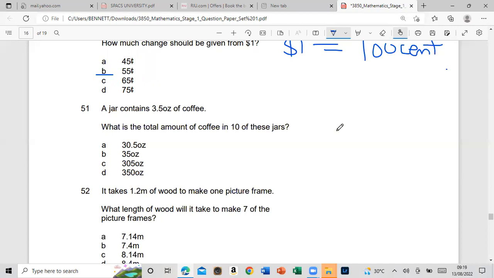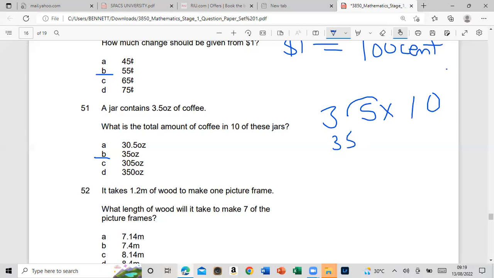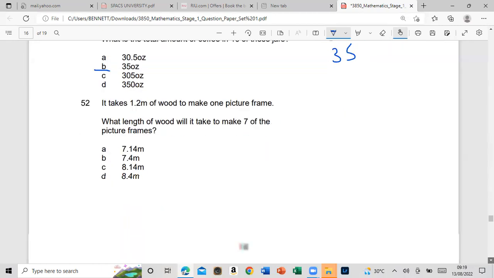Sir, B, 35 ounces. 35. So it's 3.5 multiplied by 10. So when you're multiplying and there's a decimal place, like by 10 or hundredths, we move the decimal point to the right, the number of zeros. So it's 1 0, so we move one place. So that's 35. Very good. Let's move on to 52. We have 8 to go, and then I see you guys next week. All right.